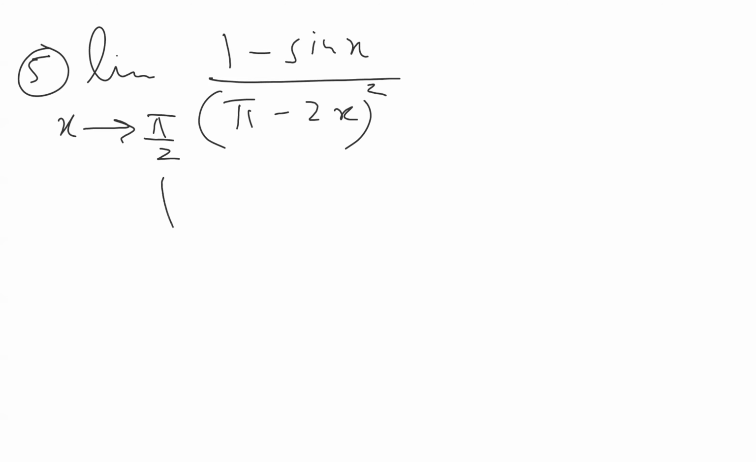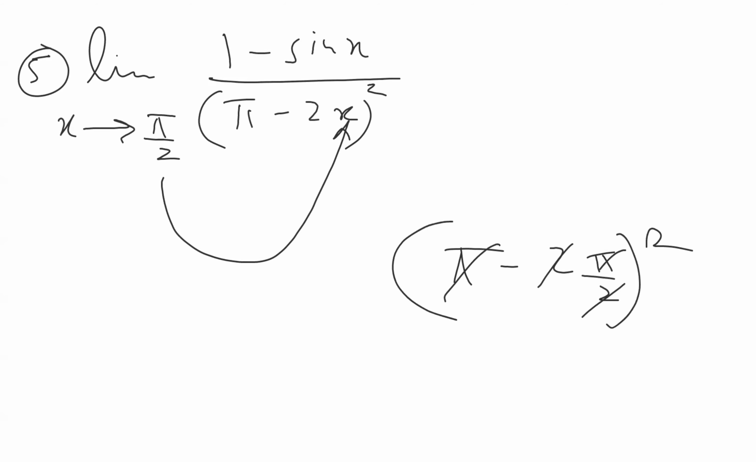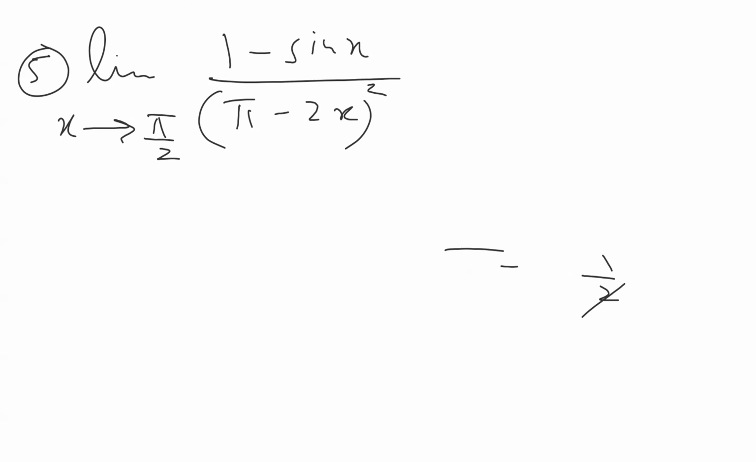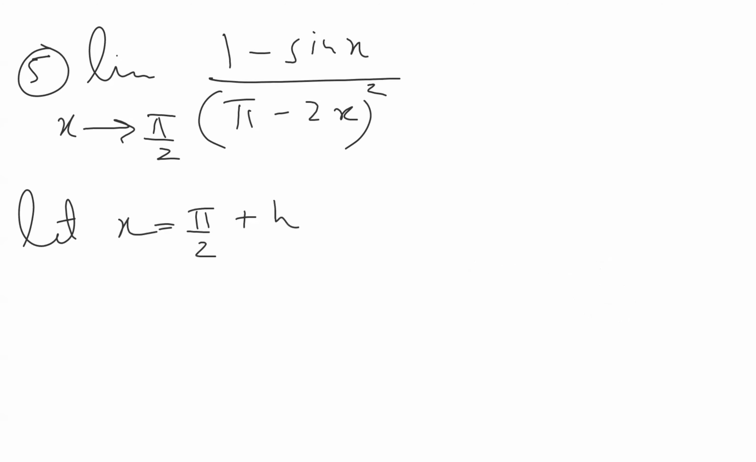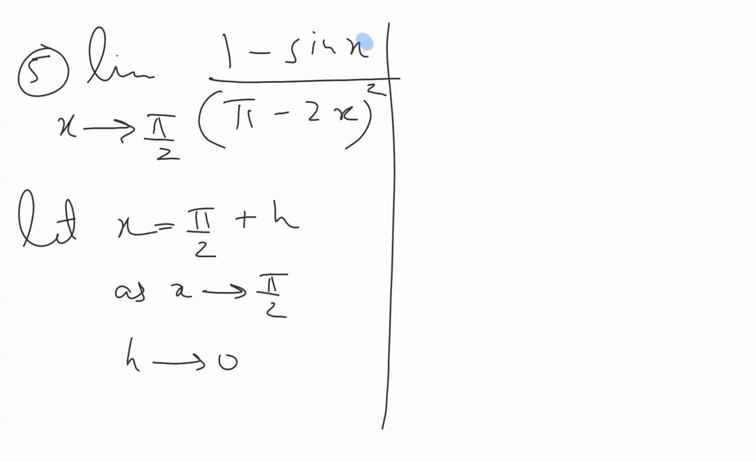Okay. If you put pi by 2 over here, it will be pi minus 2 pi by 2. The 2 will get cancelled. Pi minus pi is 0. 0 in the denominator will make it not defined. So let x be equal to pi by 2 plus h. We are changing the limits. As x approaches pi by 2, h will approach 0. Change x with pi by 2 plus h.